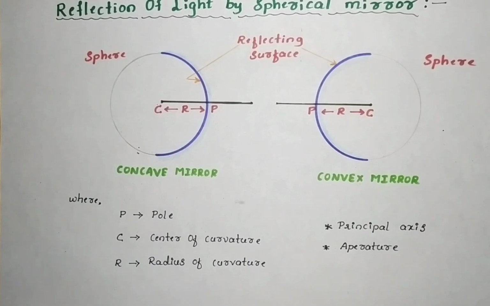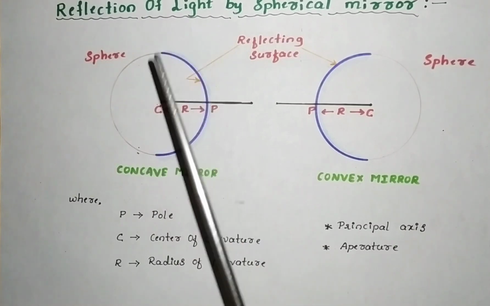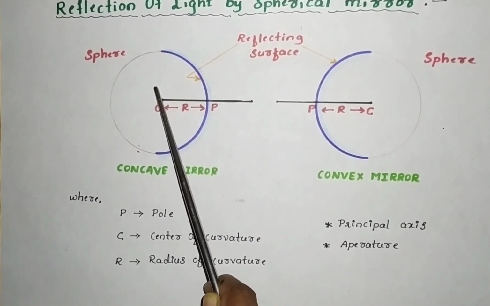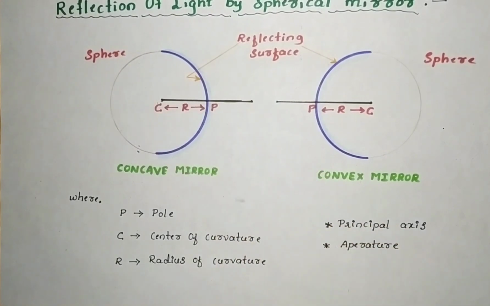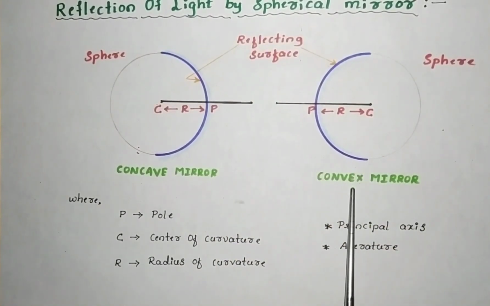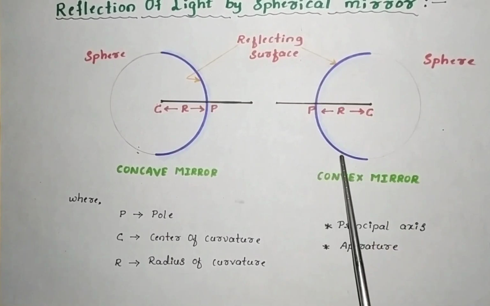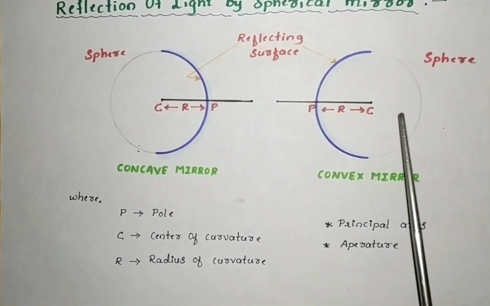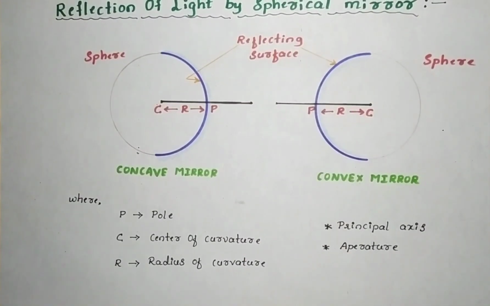The two types of spherical mirrors are concave mirror and convex mirror. What is a concave mirror? It is a spherical mirror of which the reflecting surface is towards the center of curvature, or it is inward. Then what is a convex mirror? It is a part of a sphere of which the reflecting surface is outward or away from the center of curvature. Is it clear? Concave mirror: inward, towards. Convex mirror: outward or away from the center of curvature.